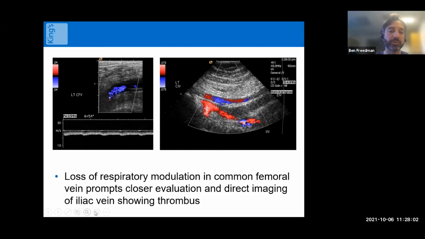And here's an example of a case where the waveform is not phasic with the breathing. We can see a little bit of pulsation because it's right next to the artery, but there's no respiratory change here. And what we saw was this section of the vein here completely occluded. So we can use this sort of flow pattern to look at what's going on in the iliac vein higher up.